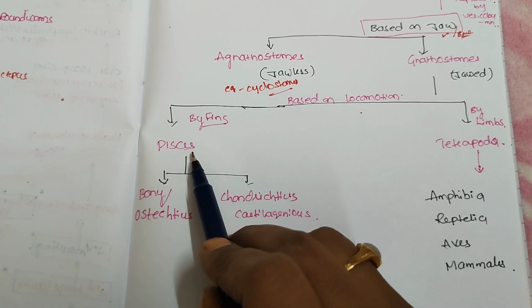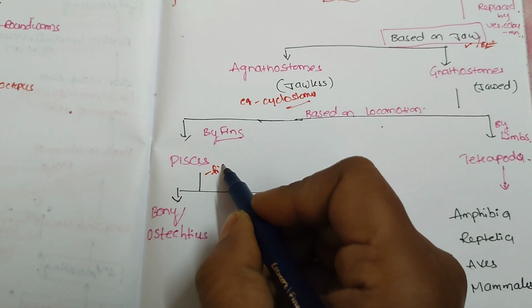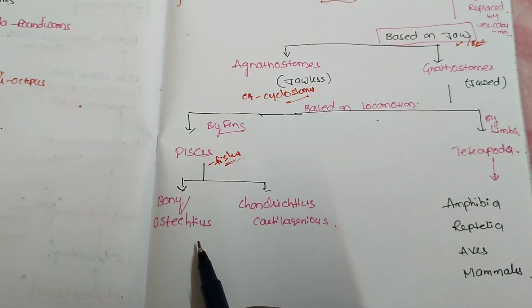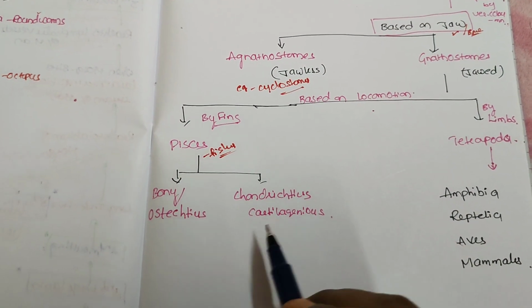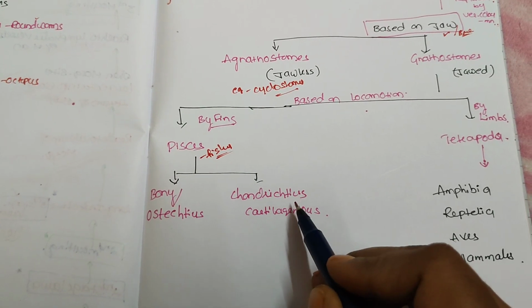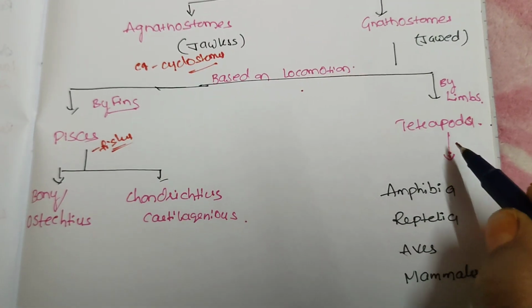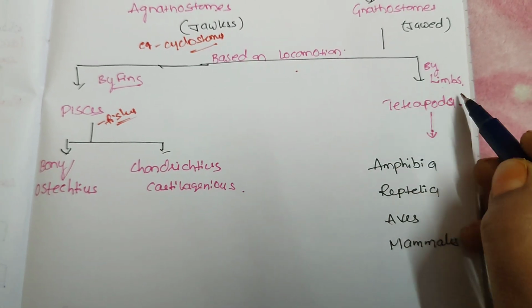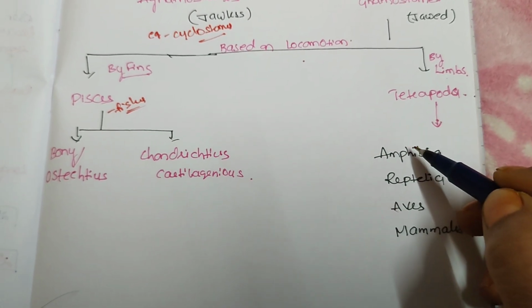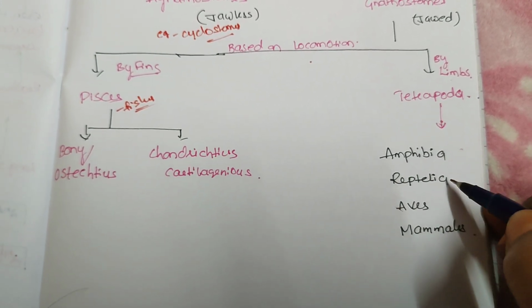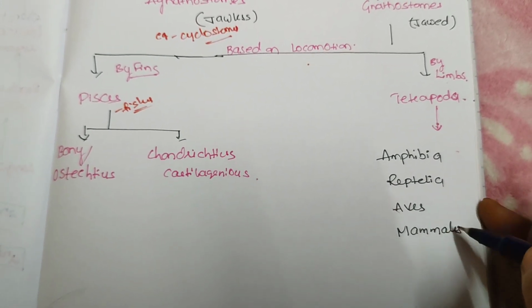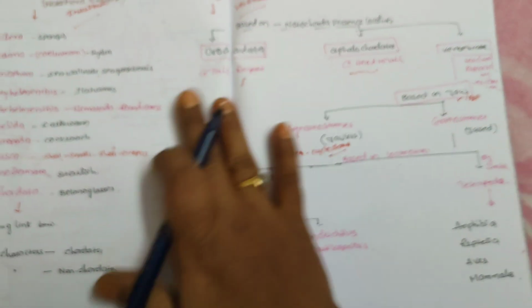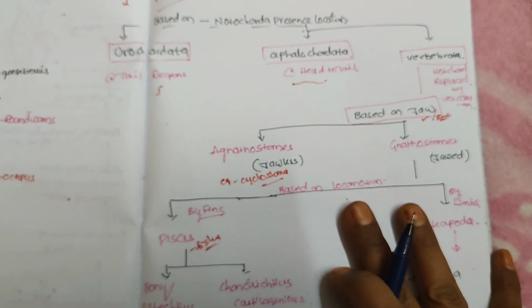Pisces is nothing but fishes. In Pisces, we have bony fishes and cartilaginous fishes, called Osteichthyes and Chondrichthyes. Then Tetrapoda. With the help of limbs, they can move. In Tetrapoda, we have 4 classes of vertebrates: Amphibia, Reptilia, Aves, Mammalia. So this is the classification of chordates.